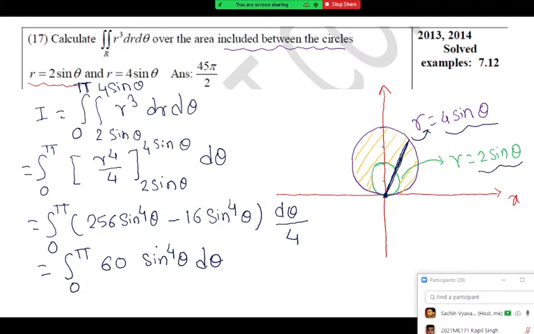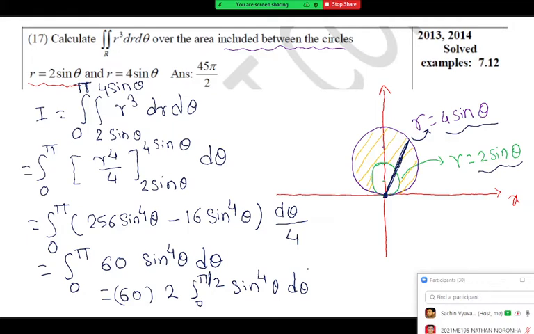So let me tell you what the Wallis formula is. The Wallis formula is applicable for sine raised to n theta or cos raised to n theta, and the limit should be 0 to pi by 2. So this integral 0 to pi can be written as, so I will write it here, this 60 constant as it is, and then we can write it as 2 times integral 0 to pi by 2 sine raised to 4 theta. This is a property of a definite integral that you should remember. That is the first thing. So we converted the 0 to pi integral as 2 times 0 to pi by 2.